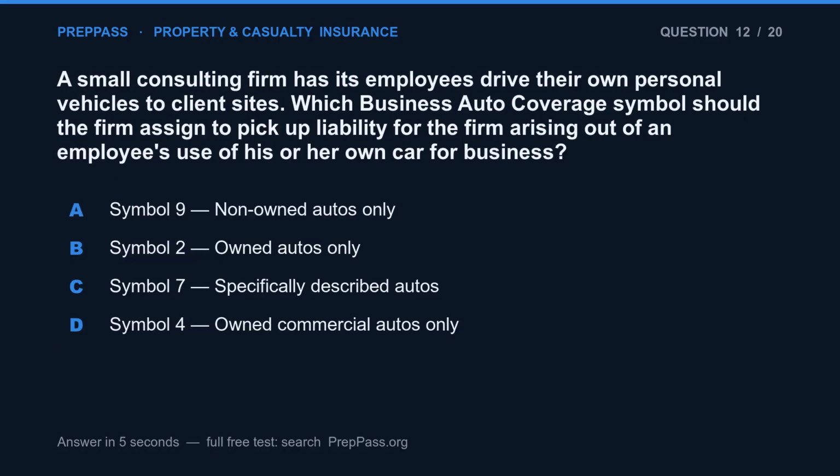Question 12. A small consulting firm has its employees drive their own personal vehicles to client sites. Which business auto coverage symbol should the firm assign to pick up liability for the firm arising out of an employee's use of his or her own car for business? A. Symbol 9, non-owned autos only. B. Symbol 2, owned autos only. C. Symbol 7, specifically described autos. D. Symbol 4, owned commercial autos only.